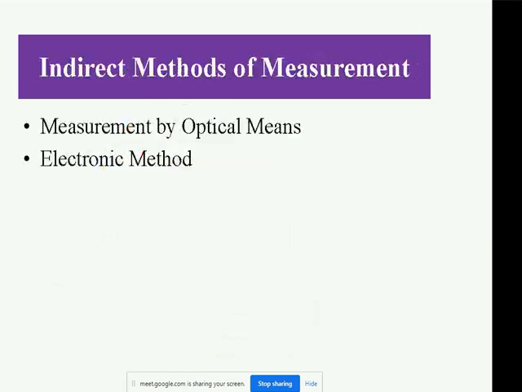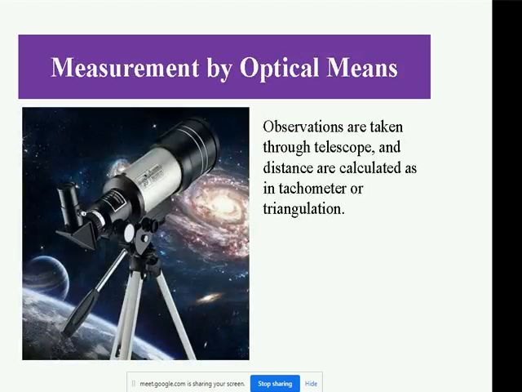And indirect measurements are generally of two types: measurement by optical means and measurement by electronic method. Optical means is when we use binoculars or a telescope to measure the distance, because it is not possible for a human being to measure the distance from the surface of the earth to the star, moon, and sun. To measure the distance of the moon and the star, we need a telescope with good, high resolution.